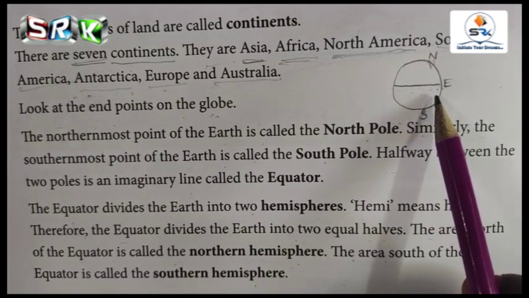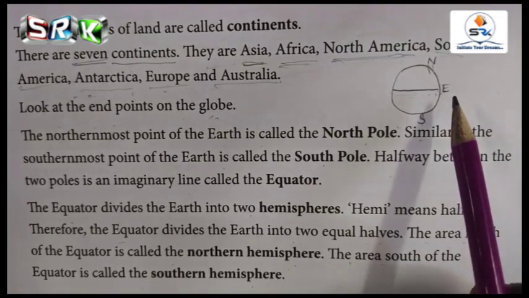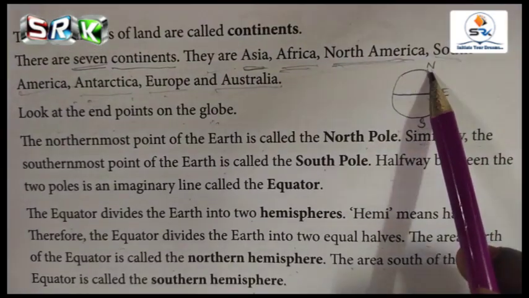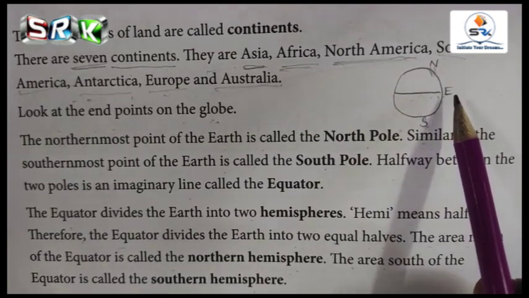Hemi means half. So today's session is over. Today's homework is to draw one circle and mention the northern direction, southern direction and equator. Take a snap and send it through the app.